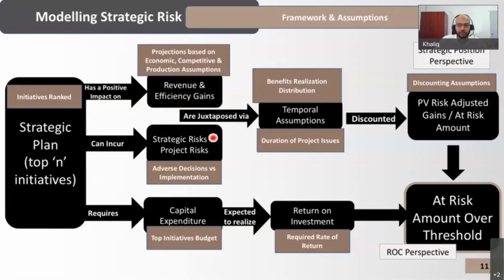Now, if you juxtapose these risks with these gains, and you do that over a time period, because the benefits that you're going to realize may not come right away. They may come increasingly over a number of years. So you juxtapose your risks with your expected gains. You make some temporal assumptions about how those risks line up with those gains over time. And what you would get is a sort of risk-adjusted cash flow. Of course, what you would want to discount to find that present value.